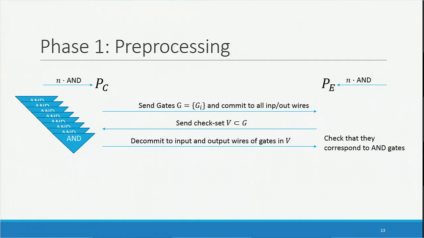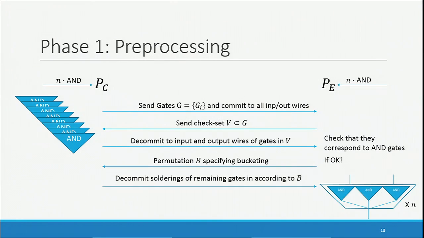But in order to handle that nothing can go wrong, he finally sends a permutation over to the constructor saying, we need to stitch all these gates together in the following way so that nothing bad can happen. And this is done using these homomorphic commitments and the soldering, and we now construct these AND buckets that securely compute the AND functionality.